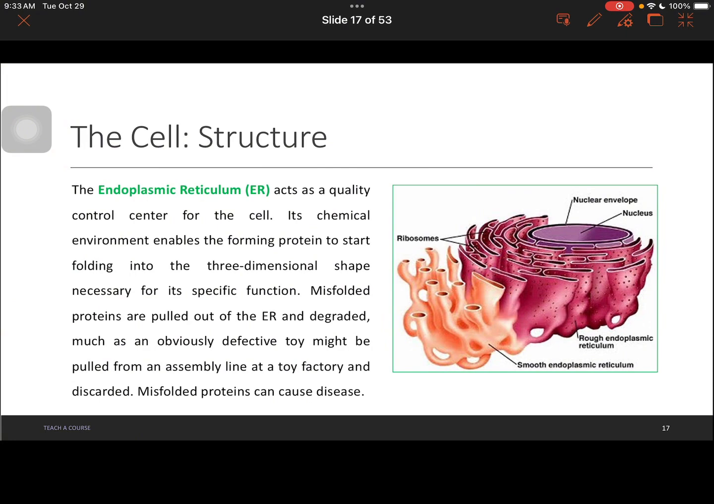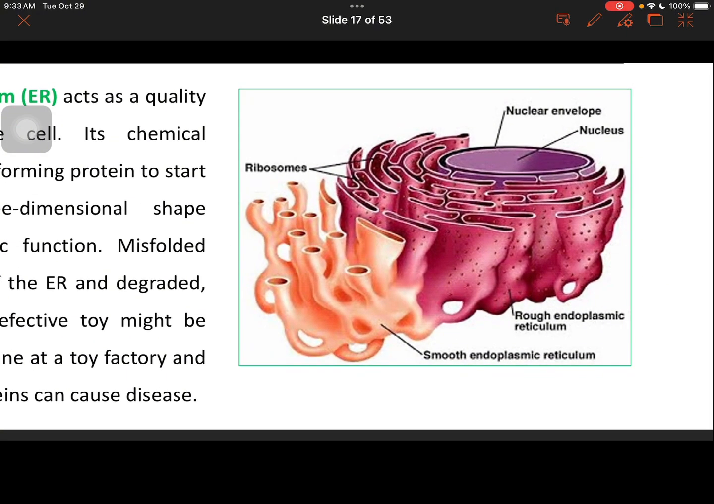Ngayon, class, anong pinagkaiba ng ER na to? Mapapansin niyo meron tayong dalawang shape ng ER. We have the rough endoplasmic reticulum or rough ER, and the smooth ER. This bilog-bilog na yan is the smooth ER. Ang rough ER kaya po tinawag na rough ER is because it has multiple ribosomes sa kanyang katawan. Ayan, may ribosome po dyan.